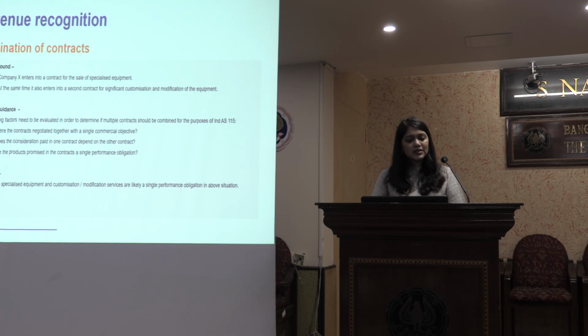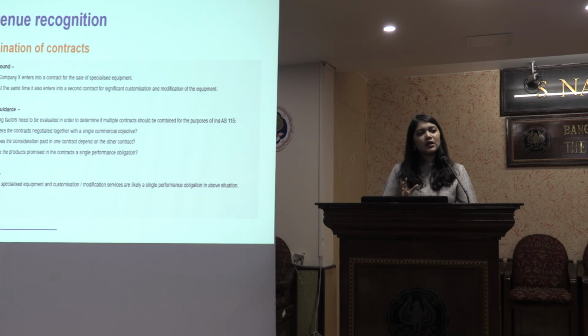So let's take for example that this company enters into a contract for the sale of specialized equipment. At the same time, it also enters into a second contract for significant customization and modification of that equipment. So there are two separate contracts. One is for the sale of equipment and the second is for the significant customization of that equipment. Whether we need to look at these contracts together or separately, that is what we need to decide as per this guidance. And what will be the effect of this?